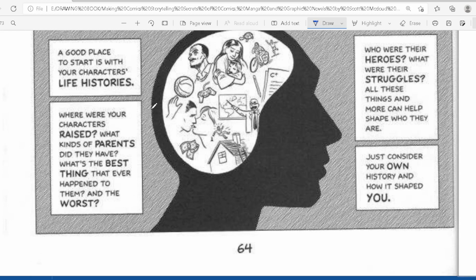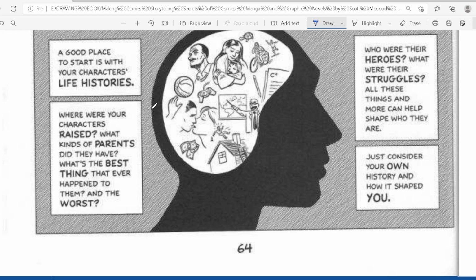A good place to start is with your characters' life histories. Where were your characters raised? What kinds of parents did they have? What's the best thing that ever happened to them? And the worst? Who were their heroes? What were their struggles? All these things and more can help shape who they are. Just consider your own history and how it shaped you.